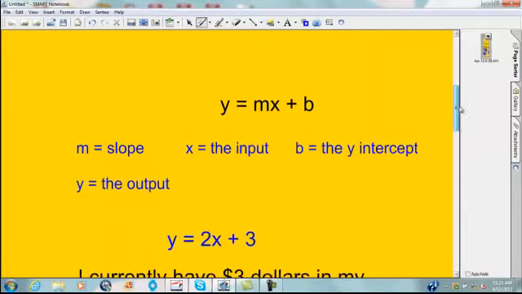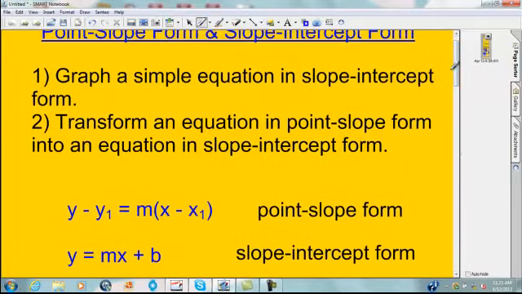So I hope you've been able to learn something about graphing simple equations in slope-intercept form and transforming point-slope form equations into slope-intercept form. Good luck on all of your math work.